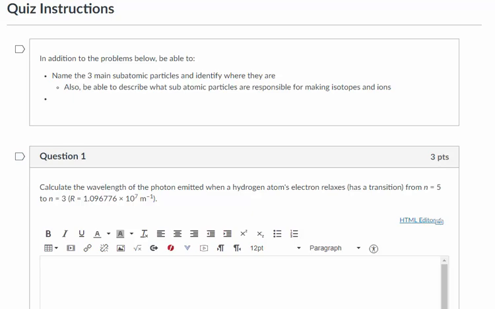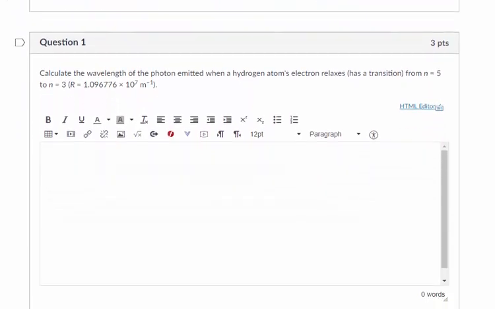For example, you should be able to describe that changing the number of neutrons makes isotopes, changing the number of electrons makes ions, and changing the number of protons changes the element itself.